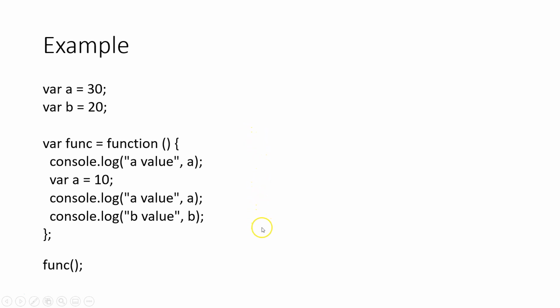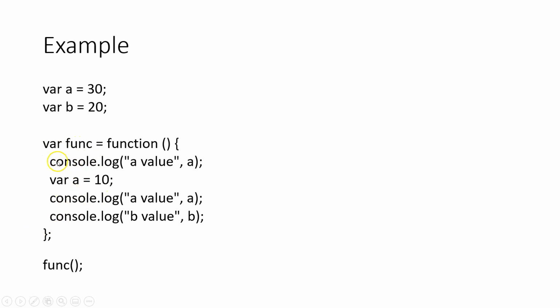Here I have a simple example. I have a var a, var b. These two are in the global execution context, and I have a func which I am calling. Try to understand, this func will be called in the execution phase of the global execution context.